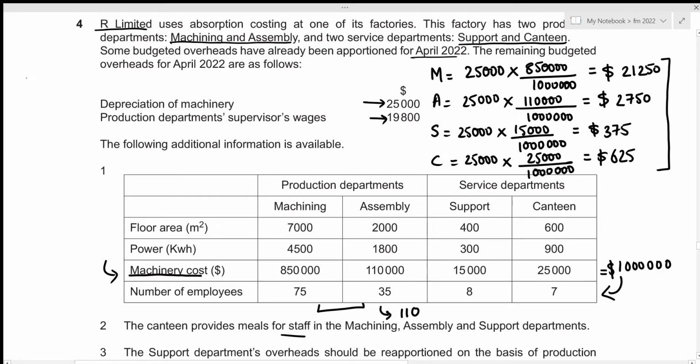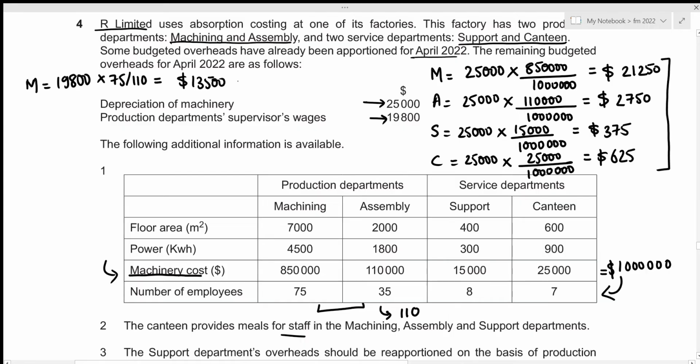Let's do that. For machining, that's the total of 19,800, and 75 employees out of the 110 belong to machining. So that's times 75 by 110, which gives the production department supervisor's wages to be apportioned to the machining department, to have the value of 19,800 times 75 by 110, which gives the value of 13,500.